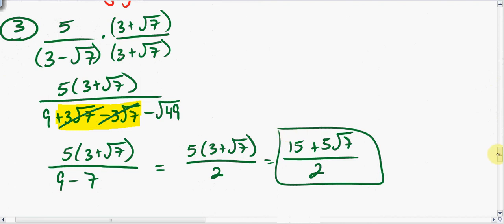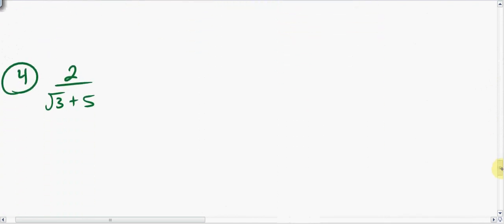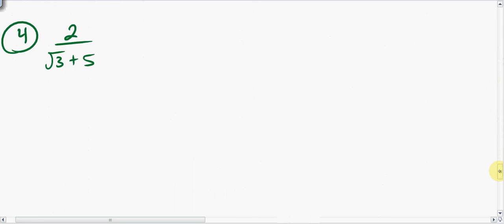Let's try one more. So we've got 2 divided by the square root of 3 times 5. All right, we can see the square root of 3 is not a perfect square, so in order to rationalize the denominator, I need to multiply by the conjugate, which is the square root of 3 minus 5. So I have the square root of 3 minus 5 divided by the square root of 3 minus 5. This is equal to 1, so I'm not changing the value.